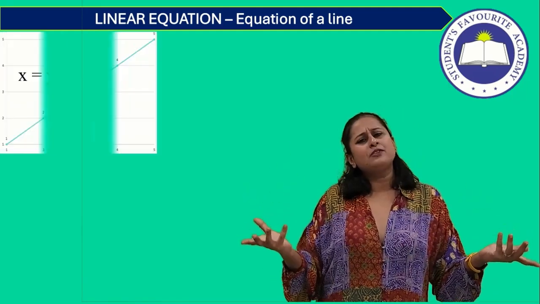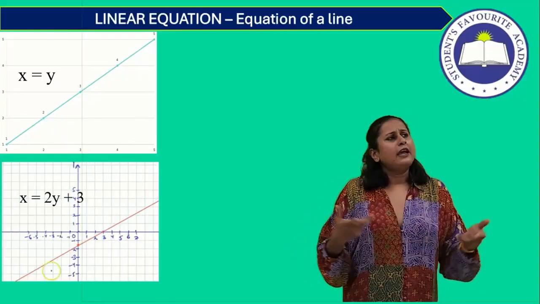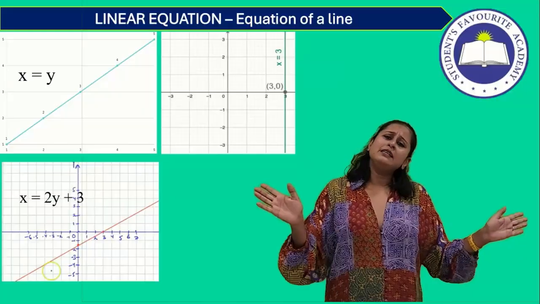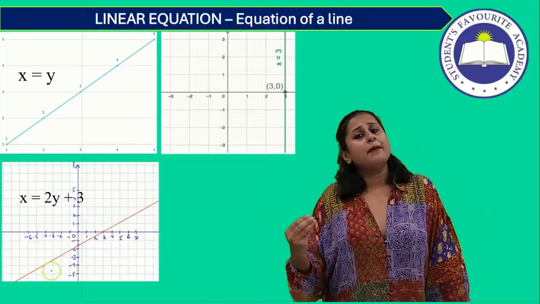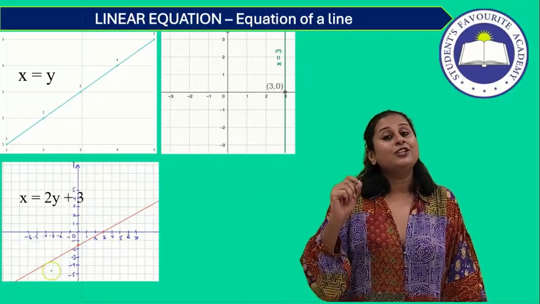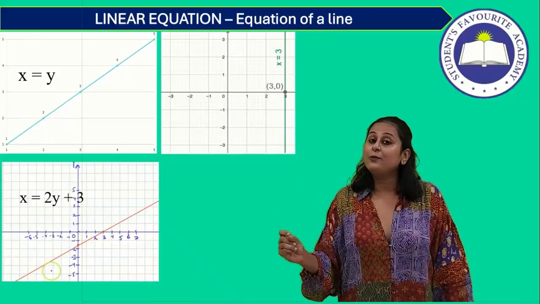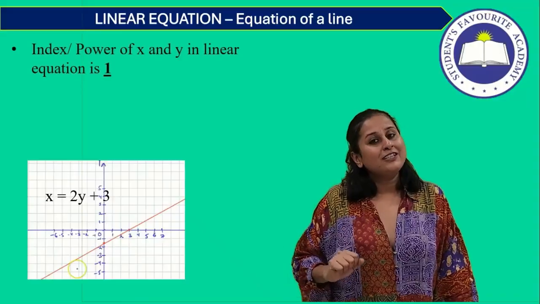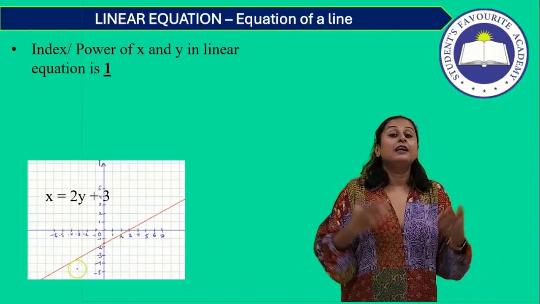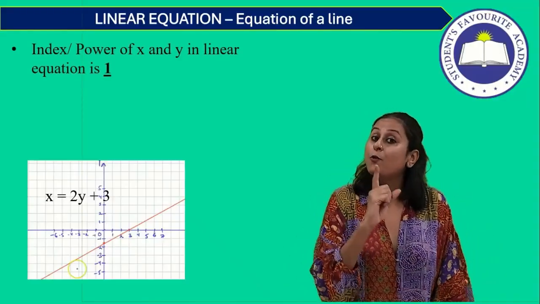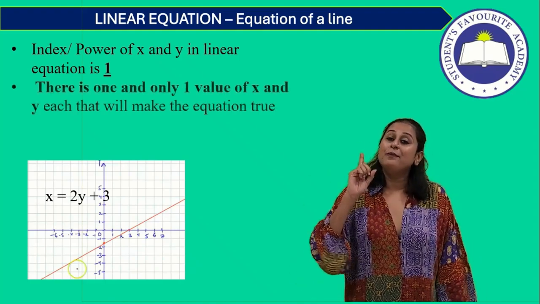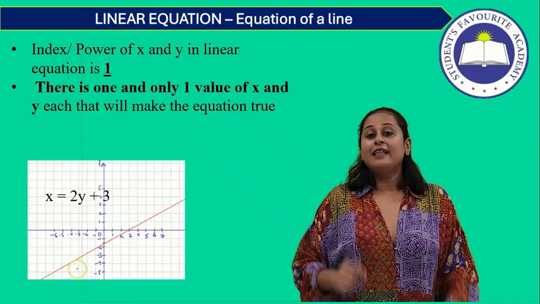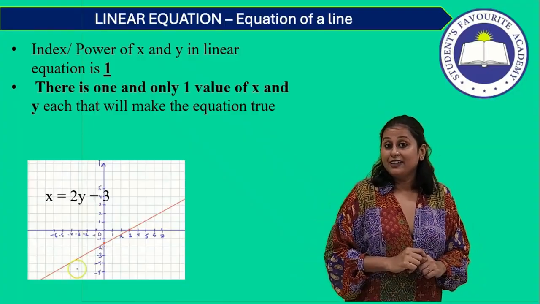Linear equation examples could be x is equal to y, x is equal to 2y plus 3, x is equal to 3, y is equal to minus 7. These are examples of equations which give you a line, so we can call these equations linear equations. There are some features. The number one feature is the power of x and y: the index of x and y is always 1. That means there will be only one value of x or one value of y that can satisfy the equation.